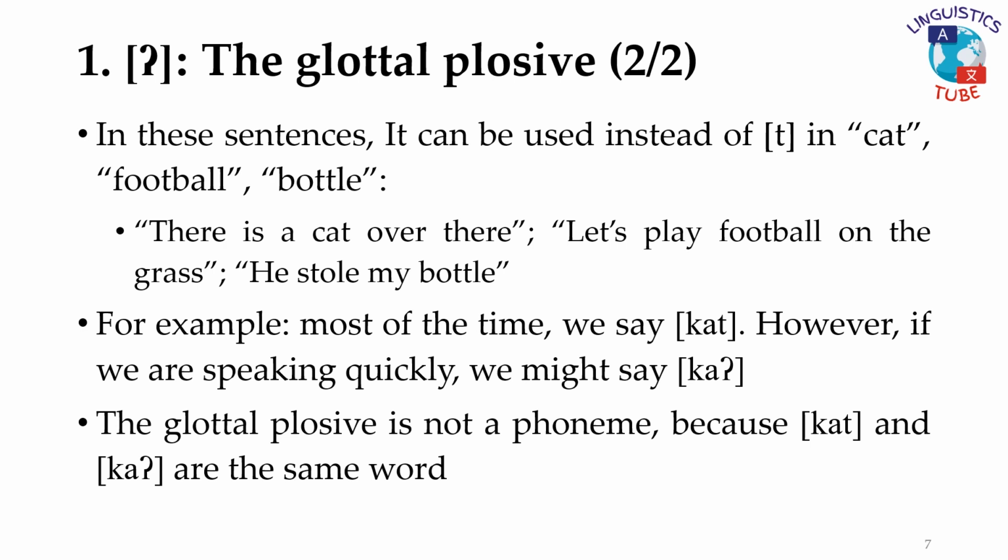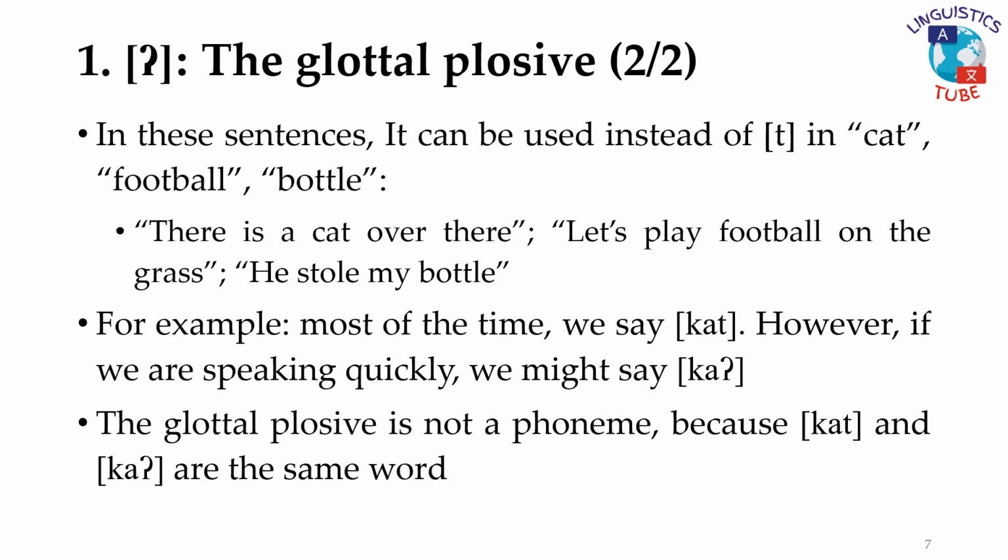Here are some example sentences. In the words cat, football, and bottle, I will firstly use t, and secondly use the glottal plosive. There is a cat over there. There is a cat over there. Let's play football on the grass. Let's play football on the grass. He stole my bottle. He stole my bottle.